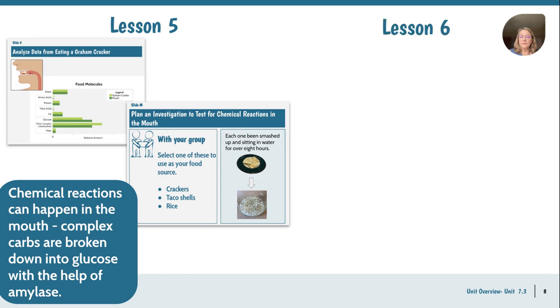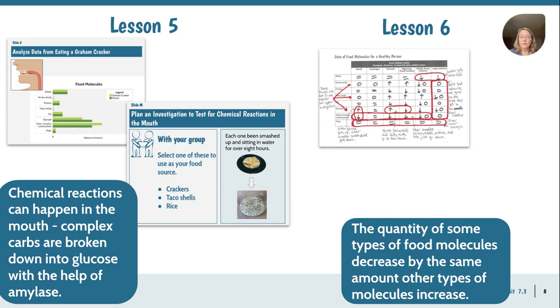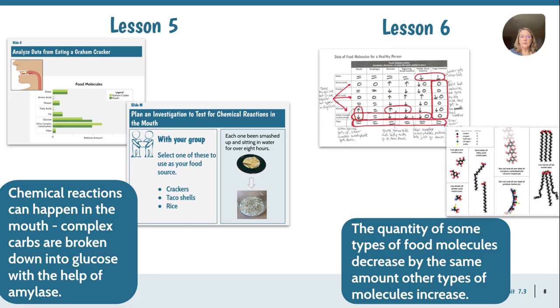We wonder if this might also be happening in other parts of our digestive system. So in lesson 6, we analyze food data through the whole digestive system, noting how food changes in different parts of a healthy digestive system. We found the same pattern we saw in lesson 5. When some molecules decreased, others increased by the same amount. We figure out these changes are due to a chemical reaction happening in different organs of our digestive system. We are now ready to see if we can explain what is happening in McKenna's body.